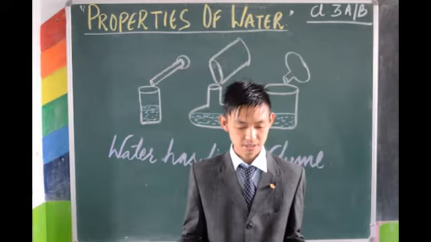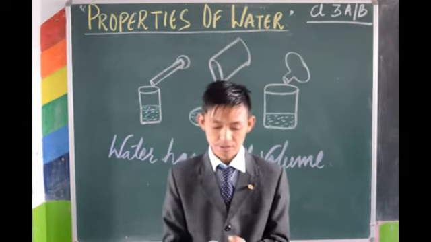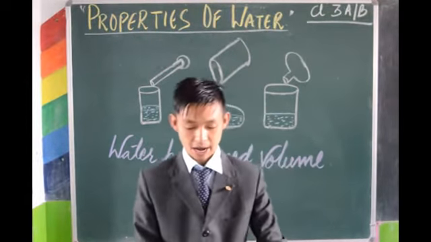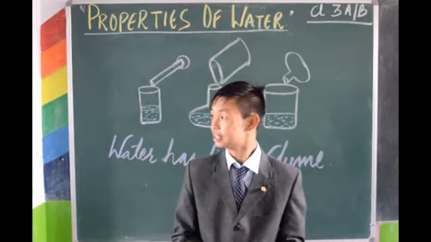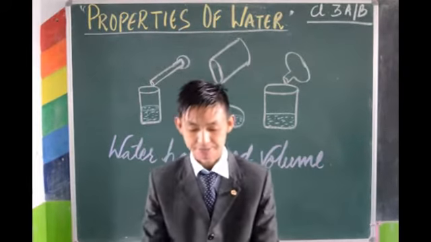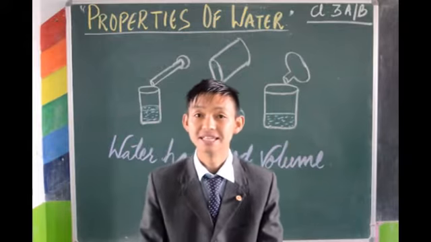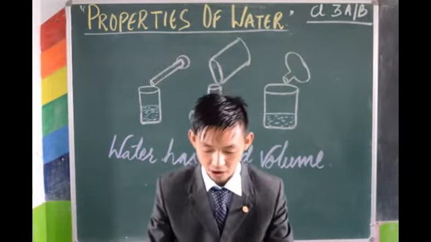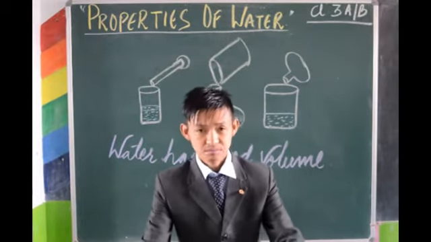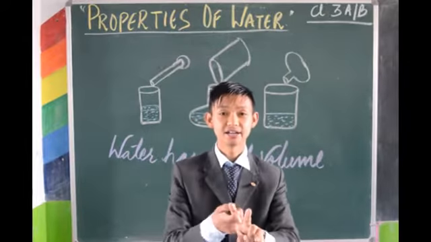Okay, what we have seen is that water has its fixed volume, water occupies space, and water flows easily. These three things we have come across. And another one: water can change its form easily. How? Let's see. With the help of two things, heating and cooling.